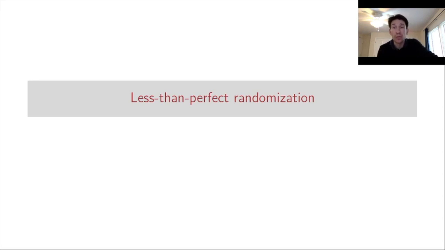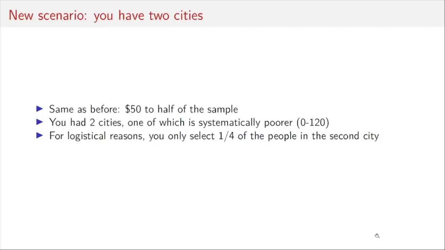So let us continue with this example, but now introduce some potential issues into the simulated data that we create. So now imagine that you have the same scenario. You are distributing cash to people randomly selected. However, now those people happen to live in 2 different cities. For logistical reasons, in the second city, you only select a quarter of the people to receive the randomly allocated transfer. And it so happens that that city has slightly lower incomes to begin with.